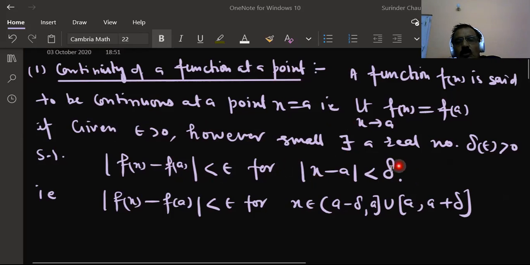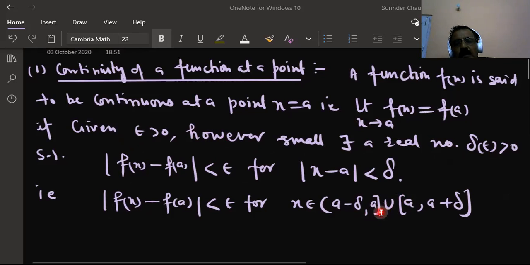This is the domain at which this inequality holds true. So what is this domain? The inequality |f(x) minus f(a)| less than epsilon holds true for x belonging to the open-closed interval a minus delta to a, union a to a plus delta. If we take x from a minus delta, open, to a, closed, and a to a plus delta, and given epsilon, however small, there is a real number delta such that this inequality holds in this interval.